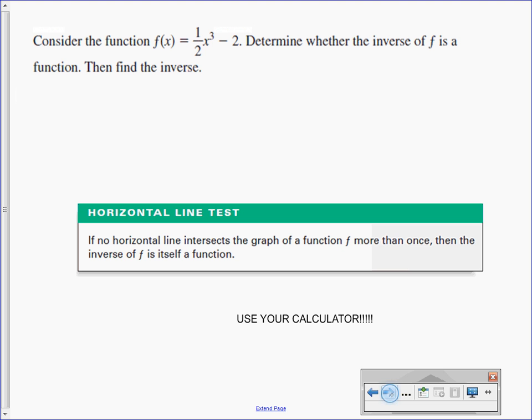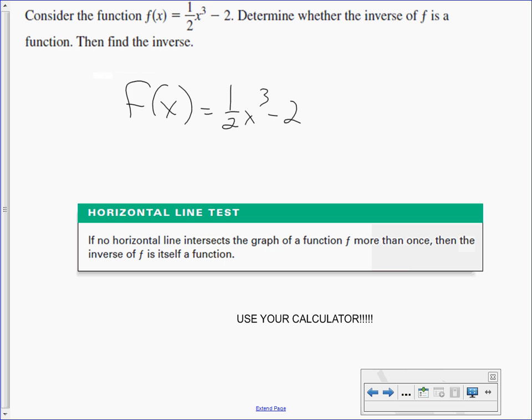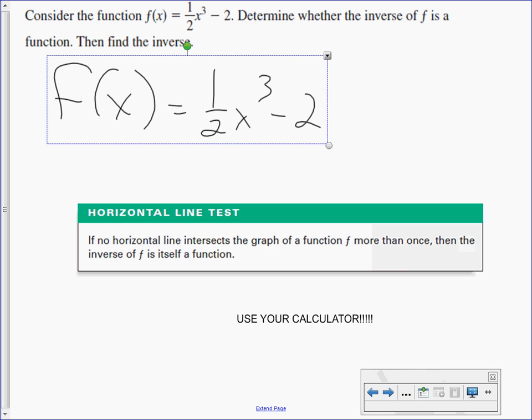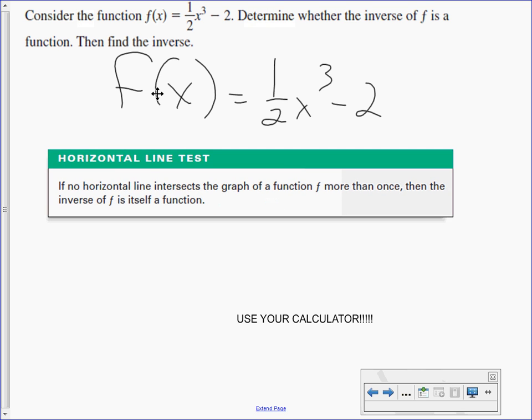So let's use our calculators for some of this stuff then. I have the function f of x is 1/2 x cubed minus 2. What I want to do is tell whether or not the inverse of this function will indeed be a function itself. Do you guys remember how to tell if a graph is a function? The vertical line test. If something passes the vertical line test, that means you can go all the way across with the vertical line and it touches it at most one spot, right? If it doesn't pass it, then we knew it wasn't a function.